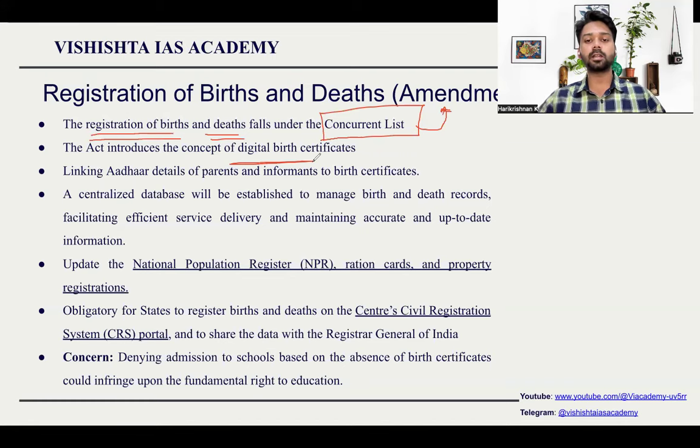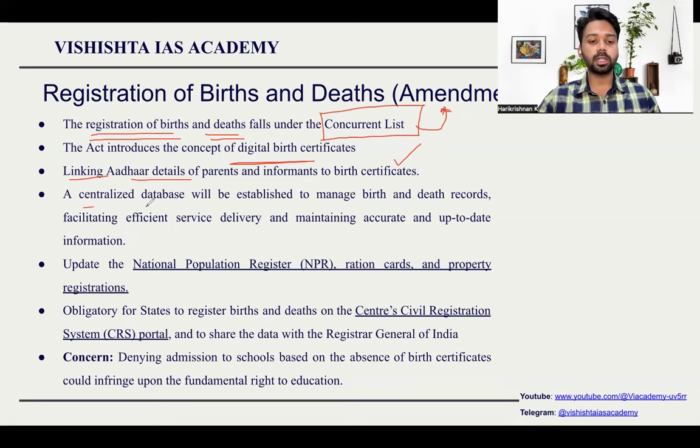Now every person has an Aadhaar card. So whenever a son or a daughter is born, or if someone dies, then immediately a digital certificate will be provided and the Aadhaar number of either the parents or the person who died will be mentioned there. So that a proper record will be there for everything, and this will help in proper distribution of voters list, proper survey, etc. So what we are doing is linking Aadhaar details of parents and informants to the birth certificate, and if it is a person who has died, linking their Aadhaar number to the death certificate.